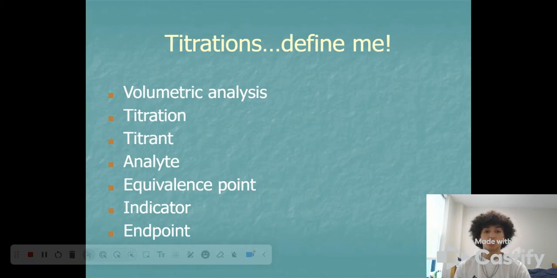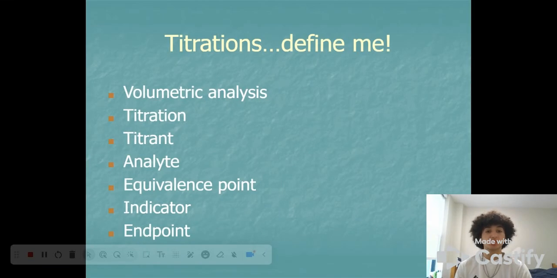The equivalence point is the theoretical point where the moles of titrant equal exactly the moles needed to react with the analyte. It's a perfect neutralization. The indicator is a substance added to the analyte that changes color when the equivalence point is reached, since it needs to give a visual signal when the titration is nearing its end. The endpoint is the point where you actually observe the color change. Ideally, the endpoint and the equivalence point are exactly the same. In practice, they're extremely close but not identical.